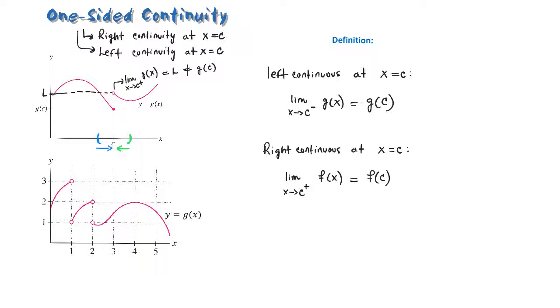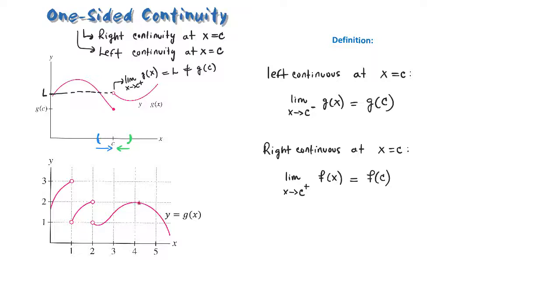At 2, same idea. The left-hand limit is different from the right-hand limit. So continuity at 2 is impossible. Now, does it have one-sided continuity? Well, on the left, the limit exists, but there is an open circle. So it is not left continuous. Is it right continuous? The limit exists on the right, but it is not equal to the function at 2. So again here, there is zero continuity. There is no double-sided continuity, and there is no one-sided continuity at all. So no continuity at 1, no continuity at 2.